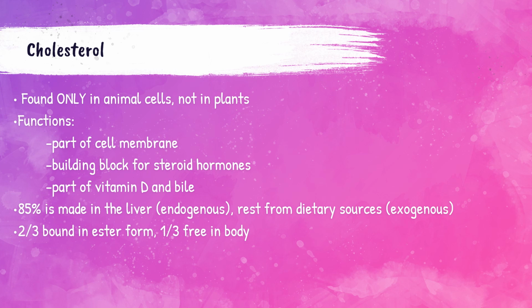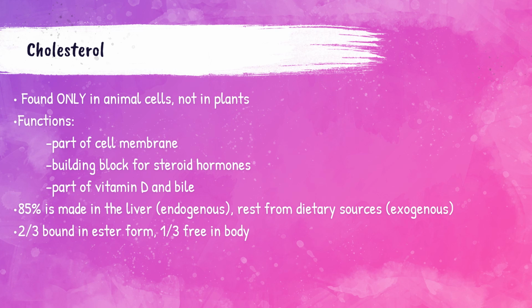Cholesterol is another very important lipid, which is found only in human and animal cells. It has three main functions within the human body. So the first one is part of the membrane of cells. The second is a building block for the synthesis or the creation of steroid hormones. And thirdly, it makes up a component of vitamin D and bile formation.